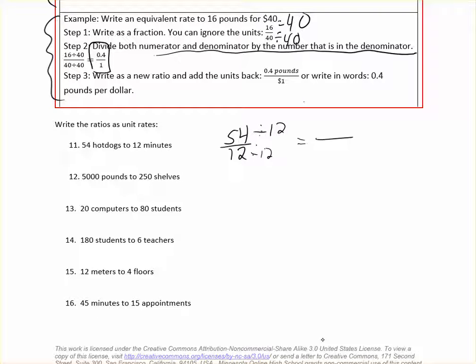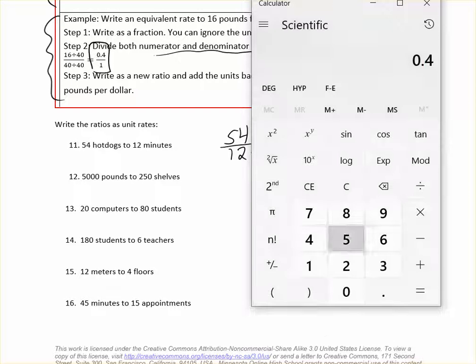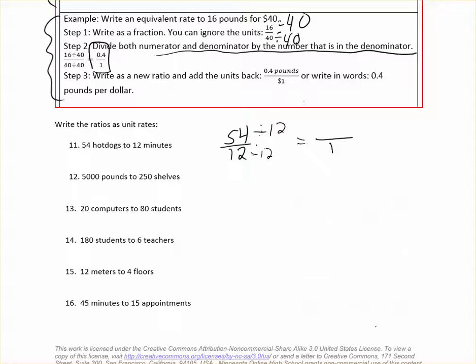Well, the bottom is easy. 12 divided by 12 is 1. That's why we're doing this, to get 1. So 54 divided by 12 is going to be a decimal, but that's okay. It's 4.5. So 4.5 over 1 is our rate. And just like with ratios, because a rate is just a ratio, we want to leave the 1 there. We don't get rid of it and just say this is 4.5. We need it because we are talking about two different units here.